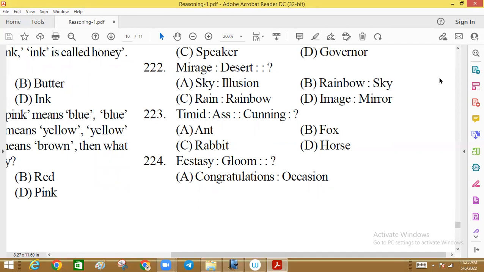Wherever you have a high temperature, you can see the formation of mirages. The lower layer will have high temperature, and as you go to the upper strata, the temperature keeps on decreasing. In those areas, you can see mirages. So generally, we see mirage in the desert. In the same way, rainbow is a phenomenon that occurs in the sky. Okay. Next one, 223. Timid as cunning.